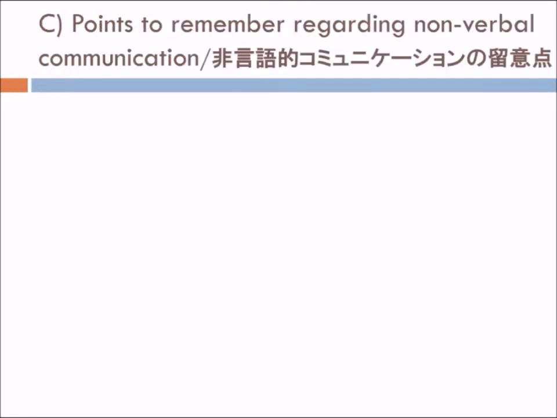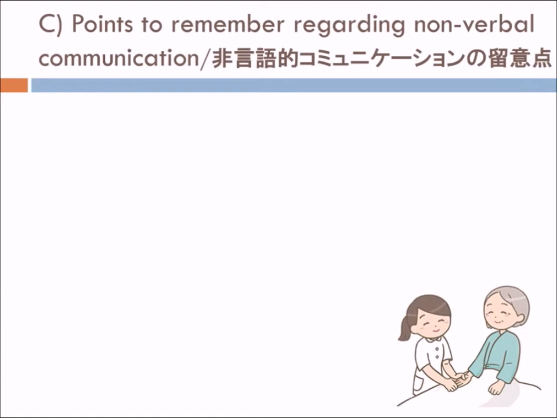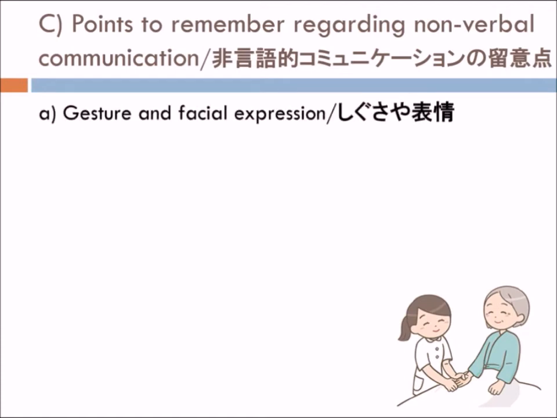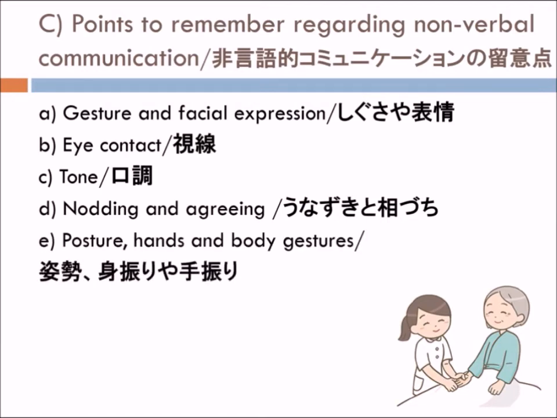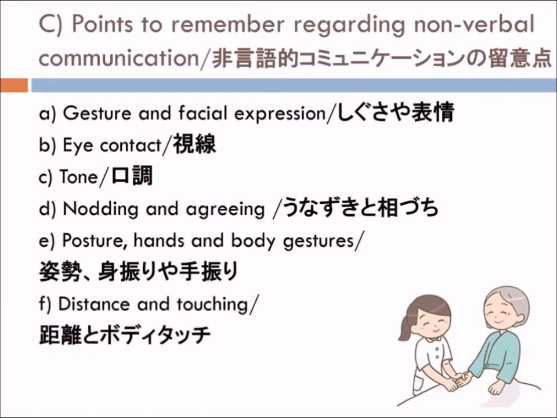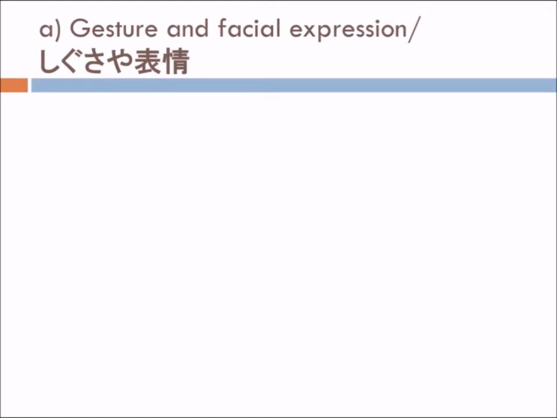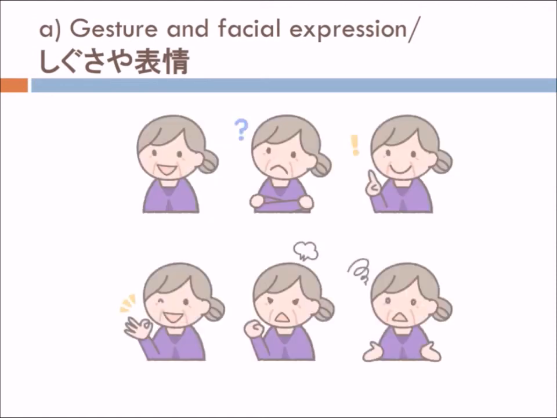Points to remember regarding non-verbal communication. There are 6 parts. Gesture and facial expression, eye contact, tone, nodding and agreeing, posture, hand and body gestures, distance and touching. Gesture and facial expression. The care worker observes the gestures and facial expression of the user and communicates with the user based on observation.